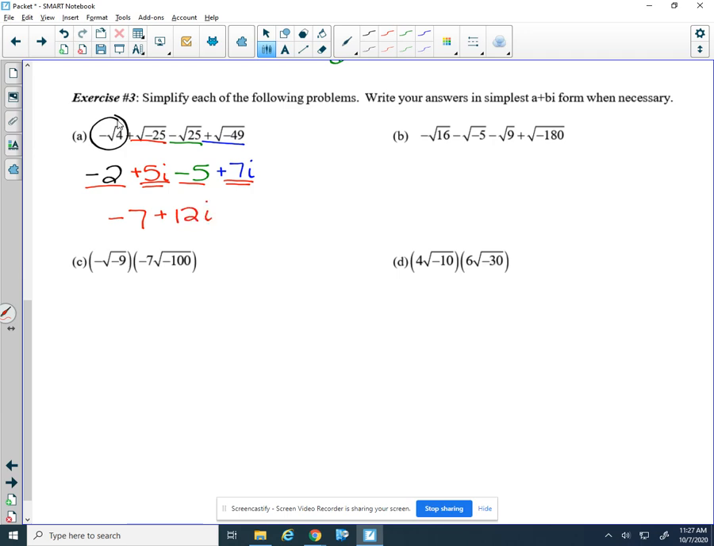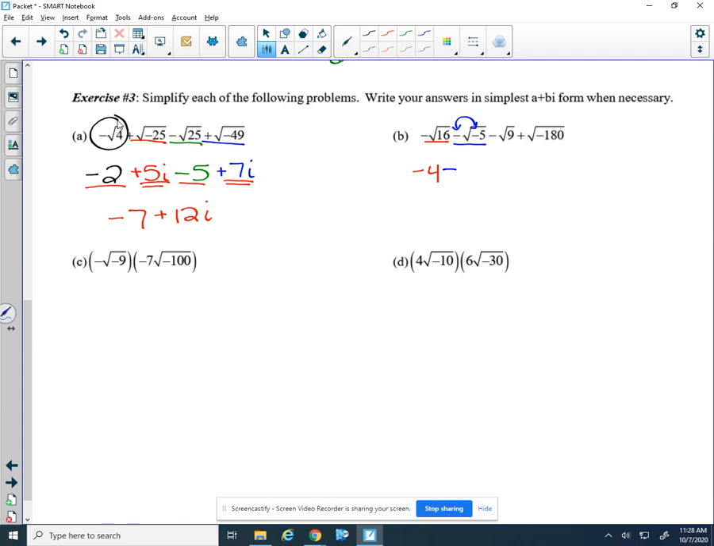So if you want to pause the video and try part B, which is the next part, a little trickier because not everything is a perfect square, it's good to try it and then come back. So here, for the square root of negative 16, I have negative 4. Then negative the square root of negative 5. So I'm just going to write down the first negative. These two negatives do not cancel out because one's a negative 1 and one's a negative in a radical. So it's not like a negative 1 times a negative 1 situation.